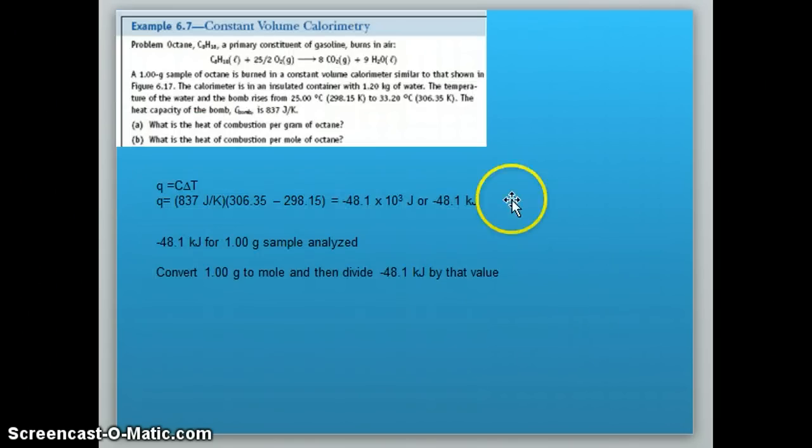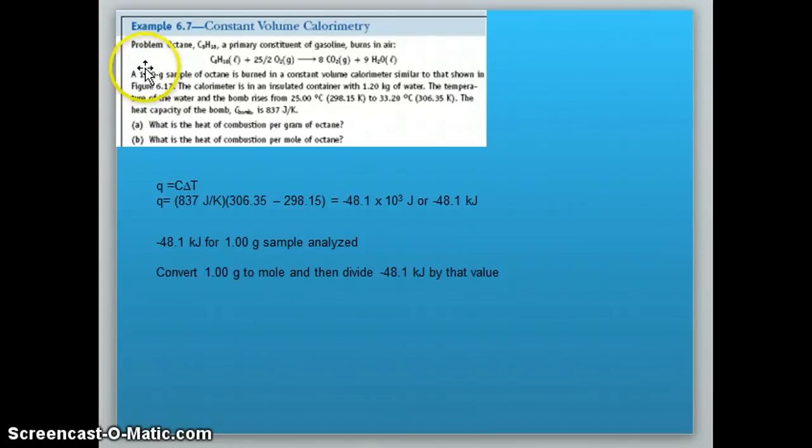So let's take a look at a problem where you have to use a bomb calorimeter. It says octane, which is a primary constituent of gasoline, burns in air. A 1 gram sample of octane is burned in a constant volume calorimeter, also known as a bomb calorimeter. The calorimeter is in an insulated container with 1.20 kilograms of water inside. The temperature of the water in the bomb rises from 25 degrees Celsius to 33.2 degrees Celsius. The heat capacity of the bomb is 837 joules per Kelvin. A, what is the heat of combustion per gram of octane?